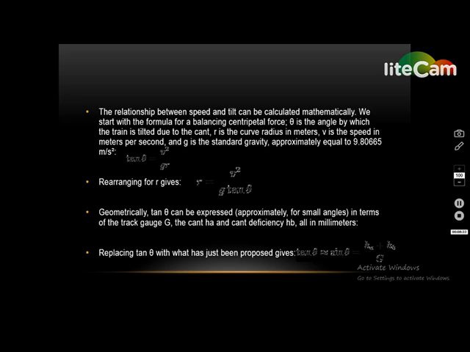The cant HA and cant deficiency HP are all in millimeters. Now replacing tan theta with what has just been proposed in the previous point, we get tan theta is almost equal to sine theta, which is almost equal to (HA plus HP) divided by G.